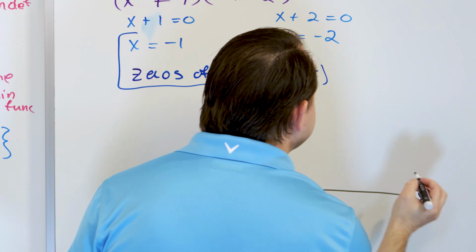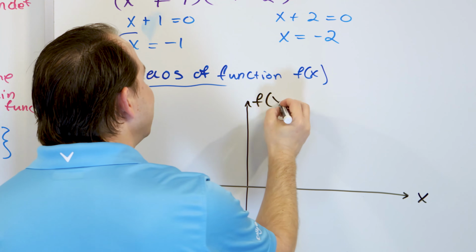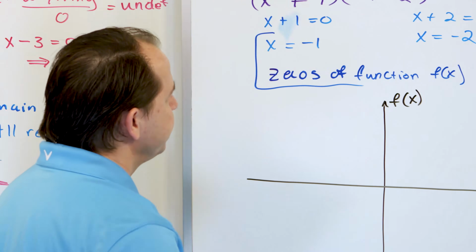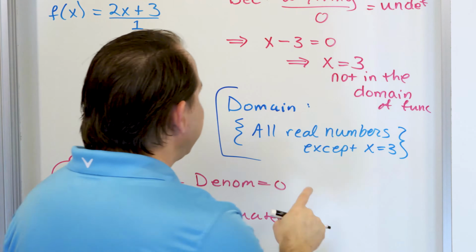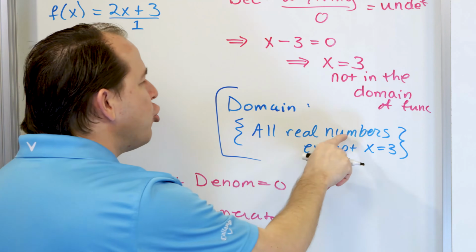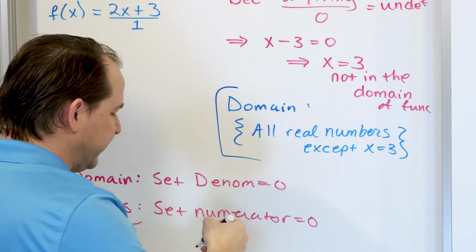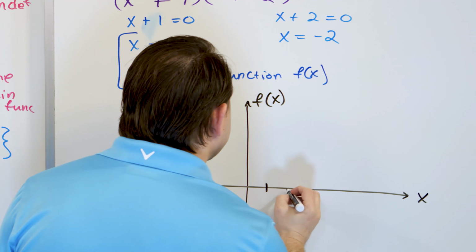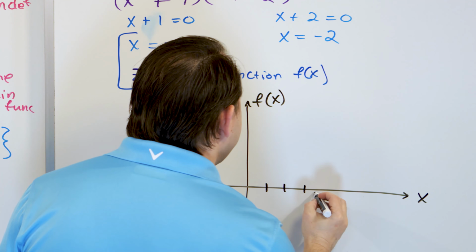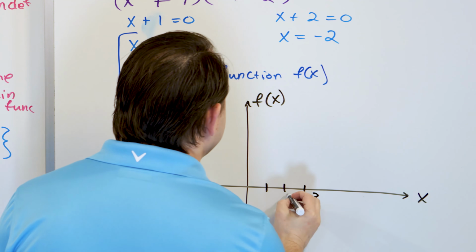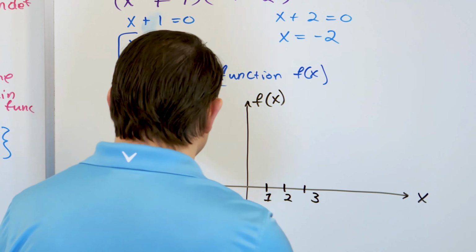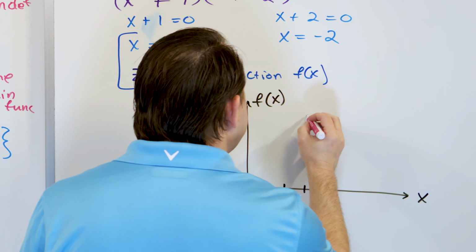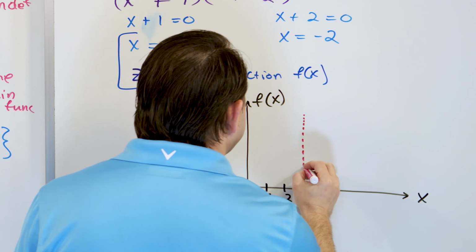So this is x, and this is, we used to call it y, but now we call it f of x. These are the input values, these are the output values. Now what we're saying is that the domain of this function is all real numbers except for x equal to 3. So this is x equals 1, x equals 2, x equals 3. But at x equal to 3, it's a problem value.